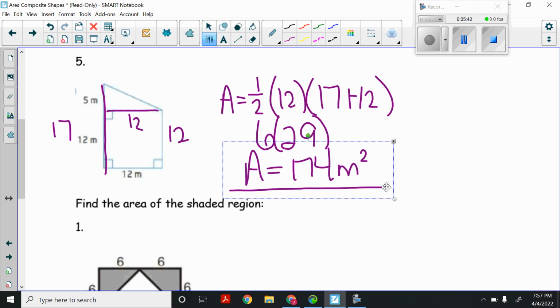If I did not recognize this as a trapezoid, I could have found the area of the rectangle, or in this case a square, and then the area of the triangle, and then add those two together.